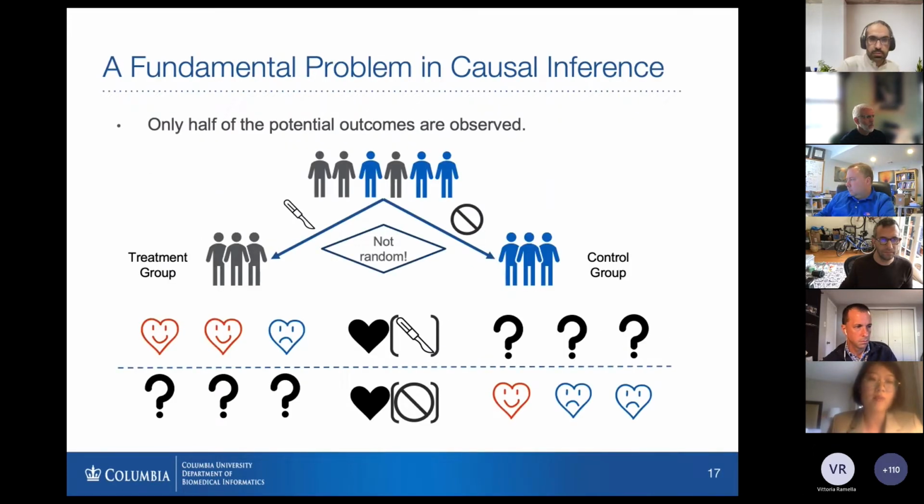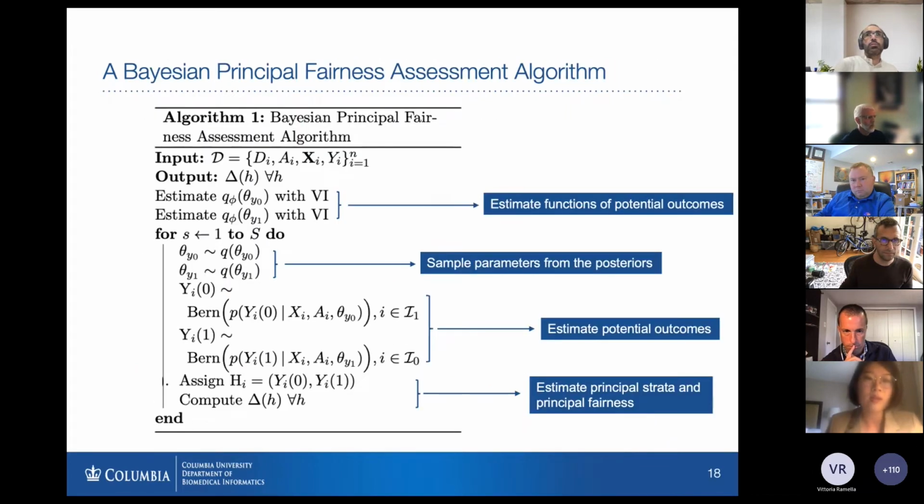However, in any observational database, we do not observe the two potential outcomes. We only observe half of it. So we need to first be able to estimate the missing potential outcomes for all the individuals before we can carry out this fairness evaluation. So we designed a Bayesian fairness assessment algorithm to assess principal fairness.